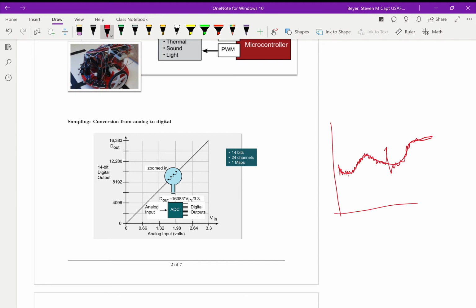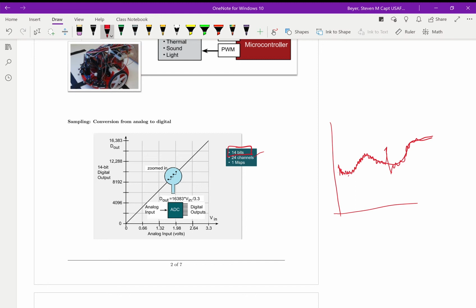Well, it turns out we have about 14 bits. We're going to talk about what that means in a second. We have 24 channels, so that means if we had 24 distance sensors, we could hook up 24 different sensors all around the robot and get 24 different angles of distances. And the analog to digital converter can take in about 1 million samples per second.